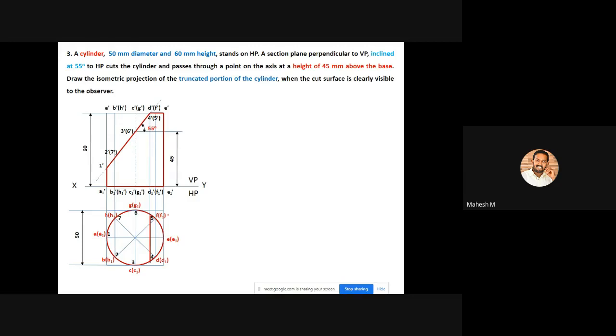So you can mark the cutting points on the section line. Is it clear? Is there any doubt up to this? So what is our next procedure? We have to create the base.